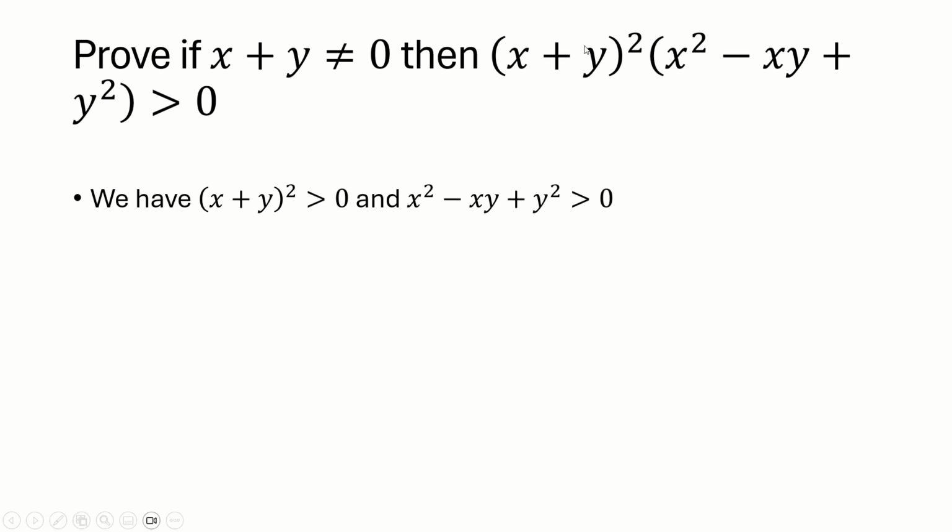So what we have is x plus y quantity squared greater than 0 and x squared minus xy plus y squared greater than 0. And then when you multiply two things that are greater than 0, the product also has to be greater than 0. And so that completes the proof.